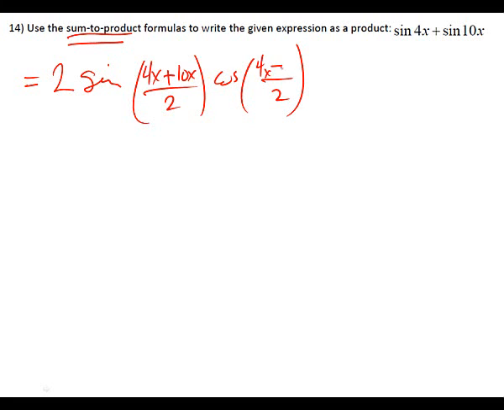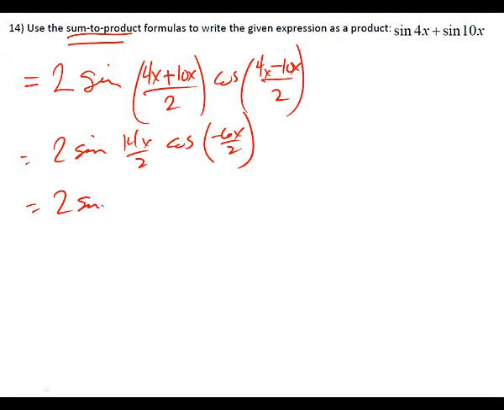Oh, I see a problem here. One little tiny thing that we're going to have to deal with. Okay? Alright. So, what is 4x plus 10x? 14x over 2. Cosine of what? Good. Alright, so we've got 2 sine. 2 goes into 14 how many times? 7 times. Cosine is what?